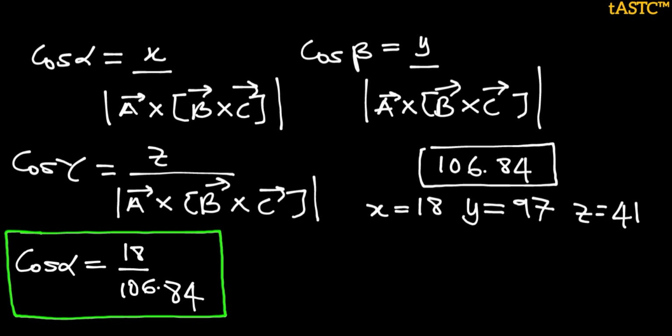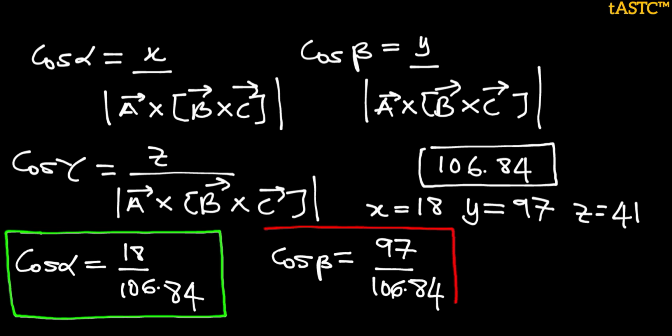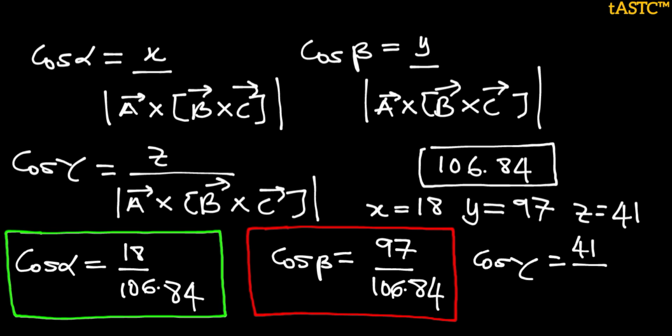Now for the second, cos beta, that is going to be y, which we know is 97, divided by 106.84. And the last one is cos gamma. That will be equal to z, which is 41, divided by 106.84.